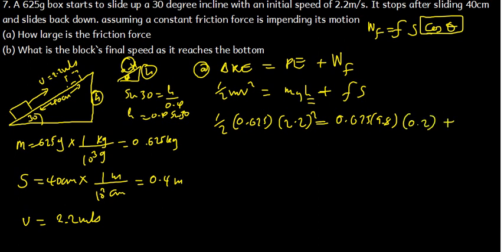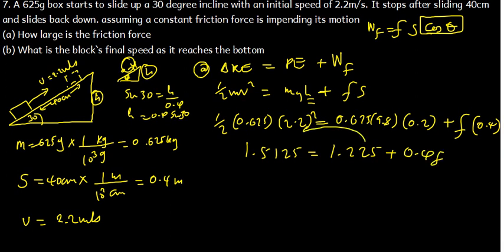And then plus F, the friction, which we don't know, but you know the displacement is still 0.4. So we go on multiplying half, just the first portion, times 0.625, and then times 2.2 squared. That is going to give us 1.5125, and that will be equal to 0.625 multiplied by 9.8 multiplied by 0.2. That is 1.225, and then plus 0.4f.